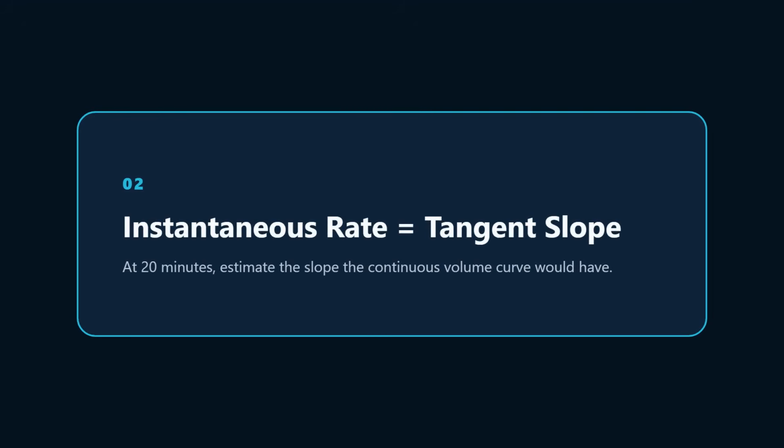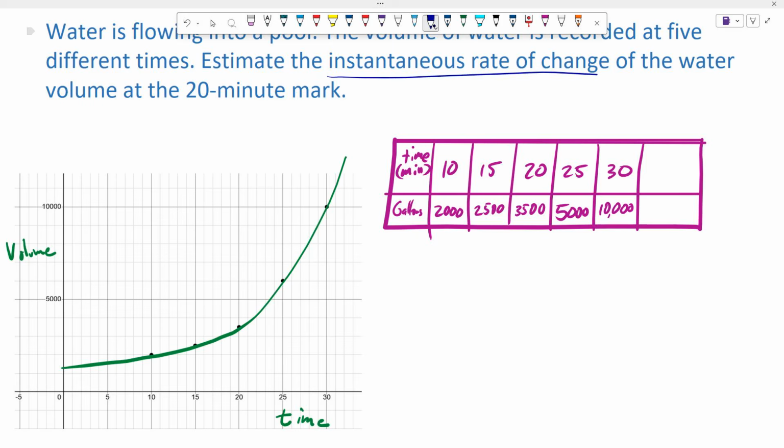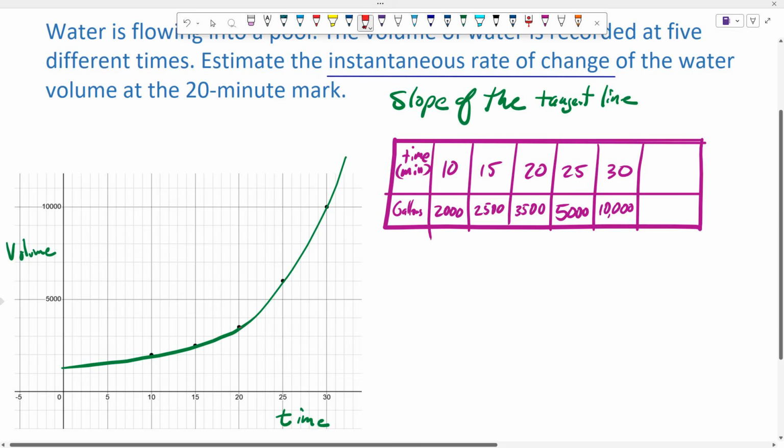We're trying to find the instantaneous rate of change, which is the slope of the what? At one point, it's the tangent line, right at the 20-minute mark. So we're trying to guess the slope of that line right here.